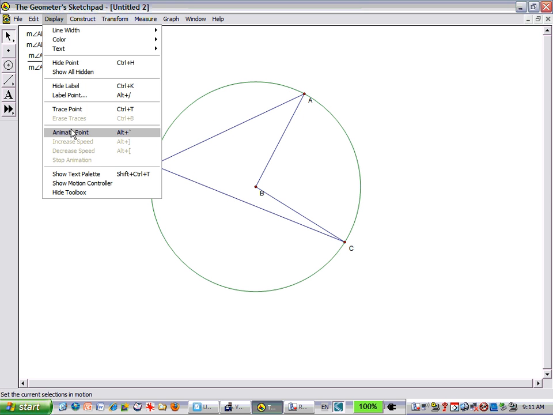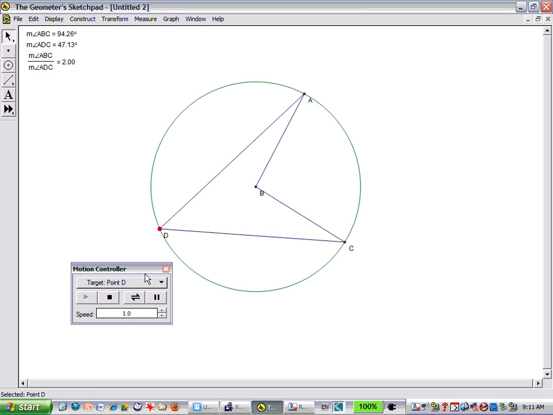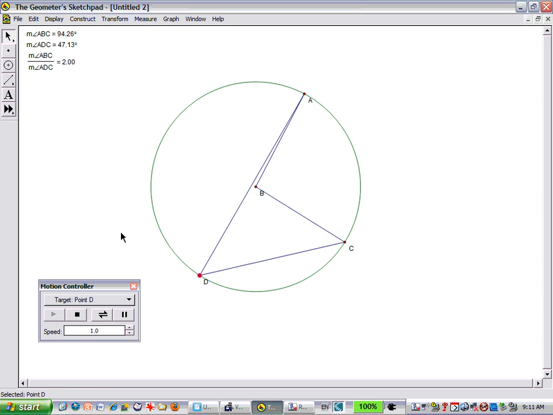What do you think we could try? It's working, working, working, and wow, it didn't work when it was over here. So maybe it's important that this angle or this point be anywhere on the other side of the circle.